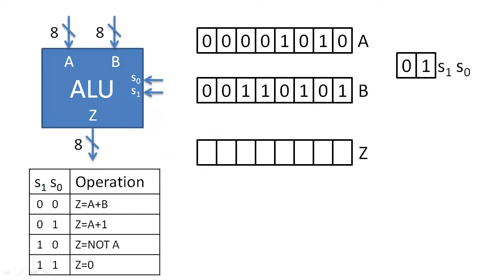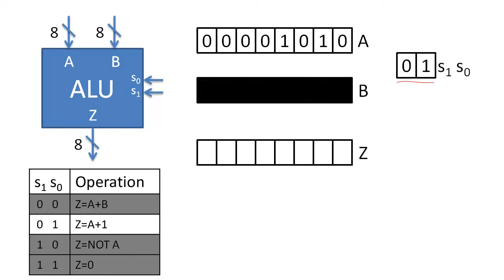If we change the control bits, we will change which operation is performed. Because this operation does not need an input from B, the B inputs will be ignored. The ALU will send an incremented value of A back to the register file.